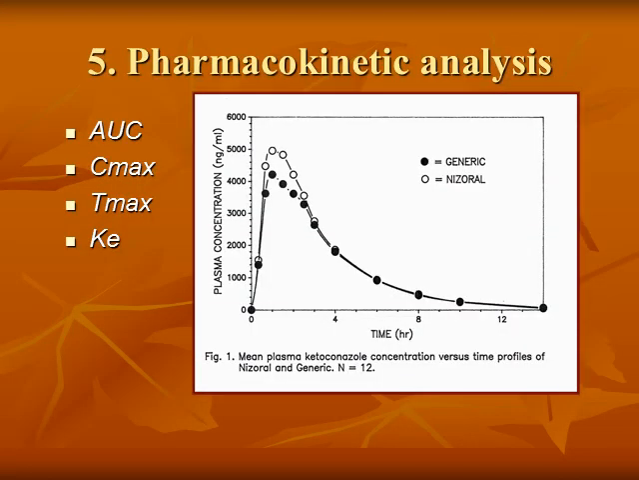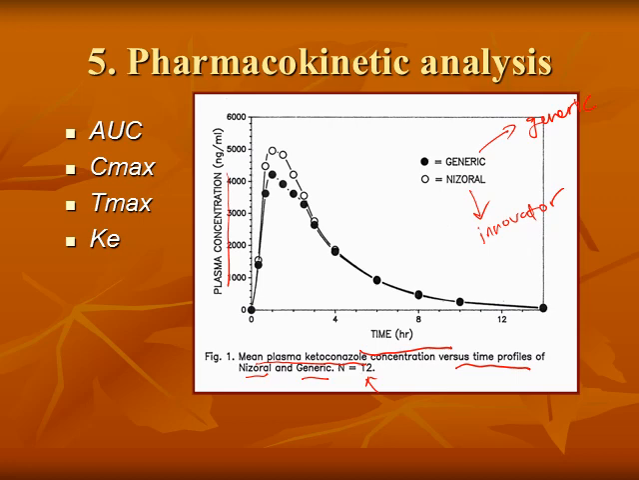After we get the plasma concentration, we can plot the plasma concentration against time for all the subjects. So this is the mean plasma concentration of ketoconazole versus time profile of Nizoral and generic. Nizoral is the innovator and generic products, with a sample of 12 persons.